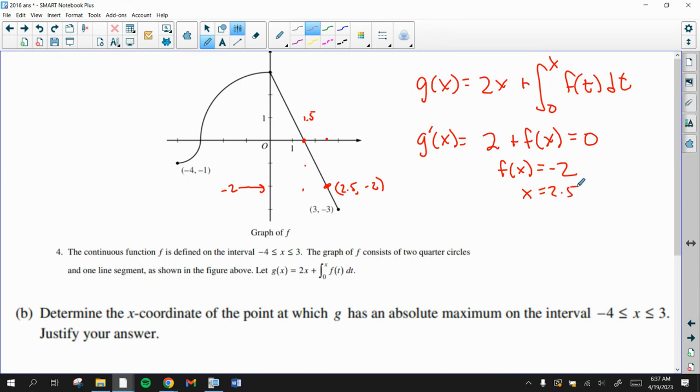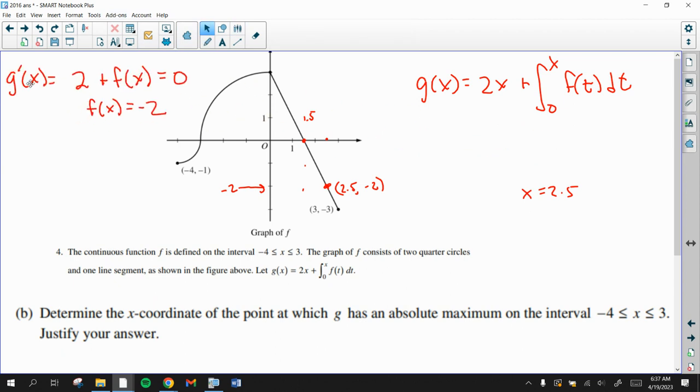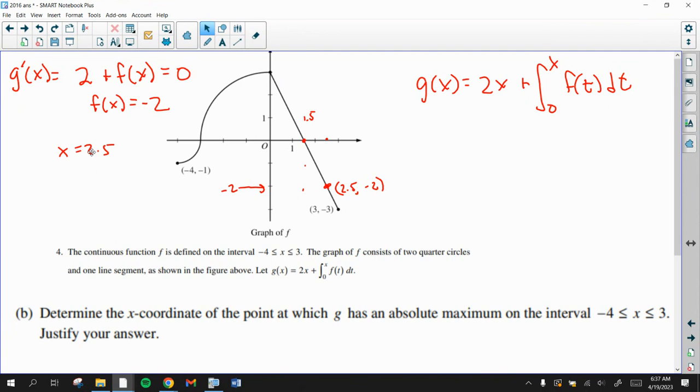So now I have all my candidates. I have the endpoints -4 and 3, and the critical number 2.5. So now I have to calculate all this. So here we go. Let me clear this out of the way and start. My left endpoint is -4. Now you have to plug these into the original function G and then compare the values.